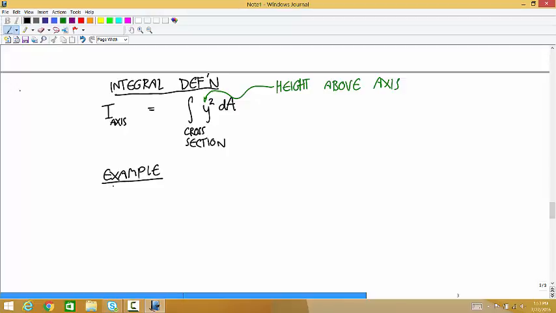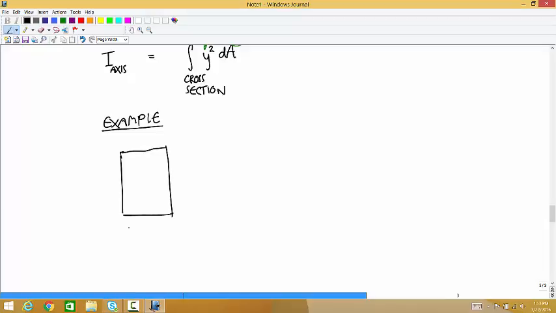So let's say we have a cross-sectional shape that's a rectangle. And it has a width W and a height h. The neutral axis goes through its centroid, so this is the neutral axis. I think orange this time. That's a lie. Okay, this is the neutral axis.